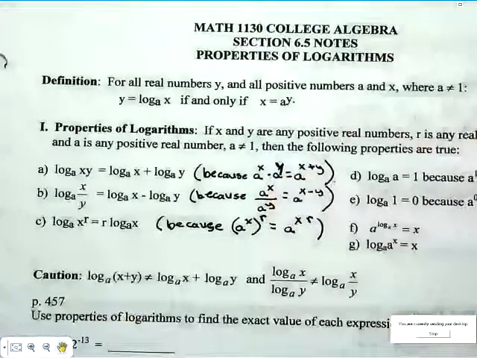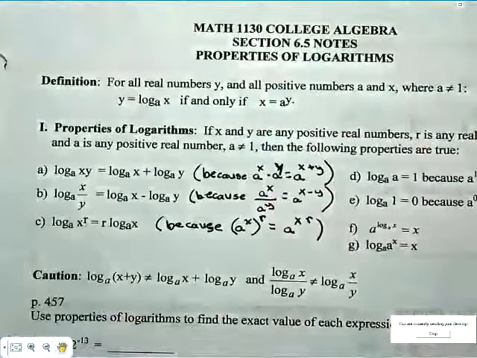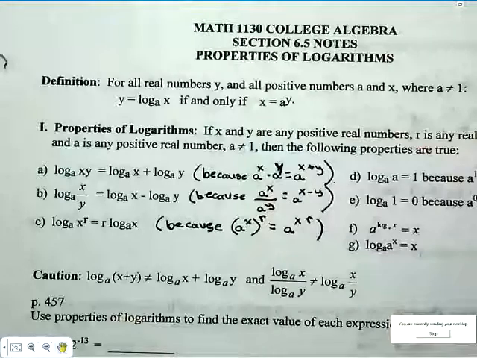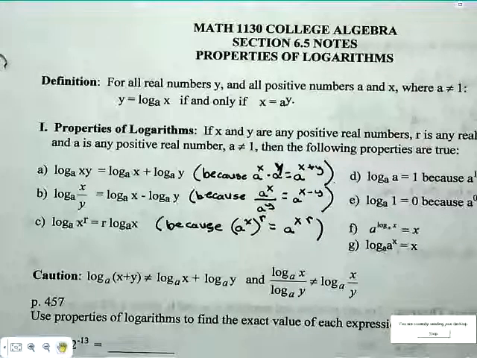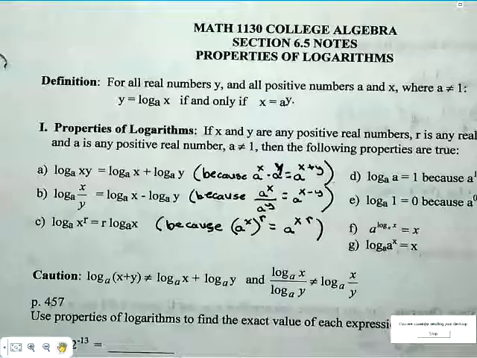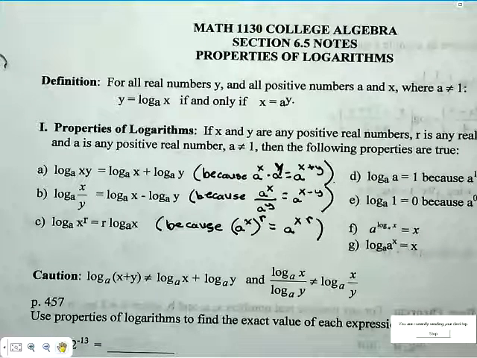These three properties are used to take logs apart and put them back together. And you might be thinking, why do I ever want to take them apart and put them back together? Well, if you don't go on to any other math, you'll probably never see why. But actually, it's very useful. When you're solving equations that have several logarithms in them, the equation's easier to solve if you put the logarithms back together as single logarithms.